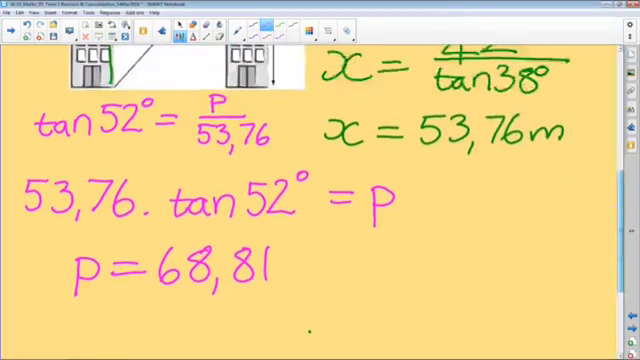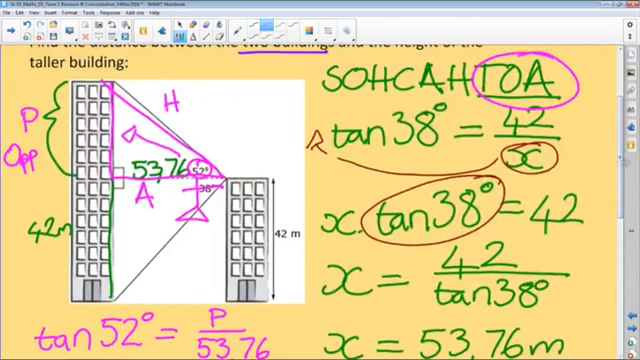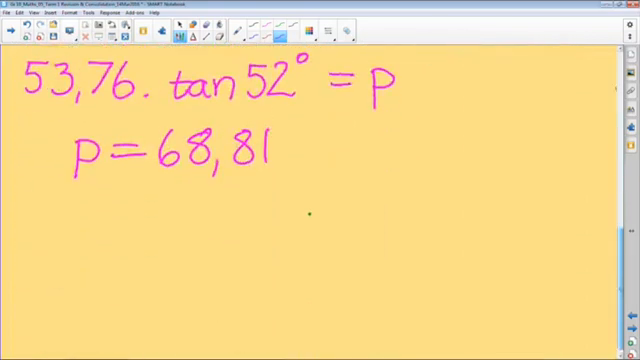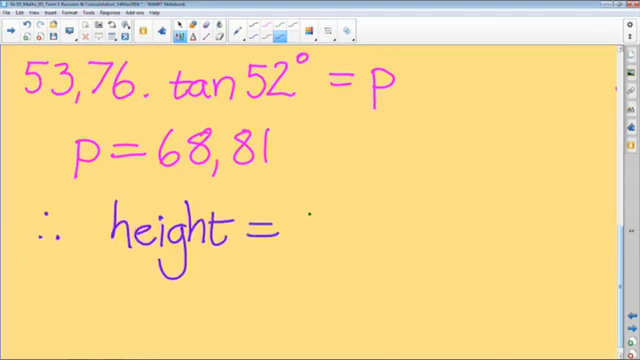You might think yes, we are, but no. All we've calculated is this part over here. How do I find the length of the whole building? Well, obviously, I need to add that distance to this distance. So let's write that down. Therefore, the height of the building is equal to 42 plus 68.81.